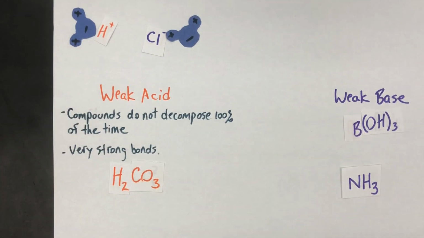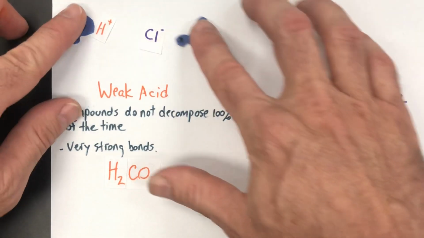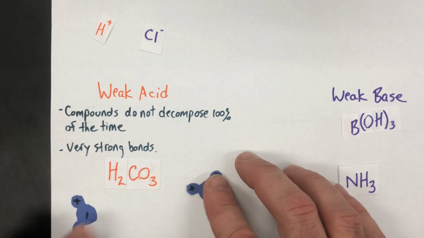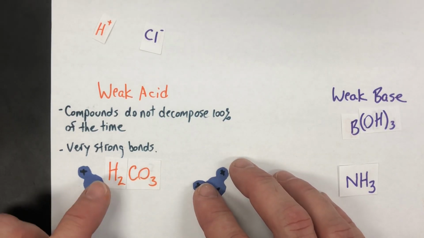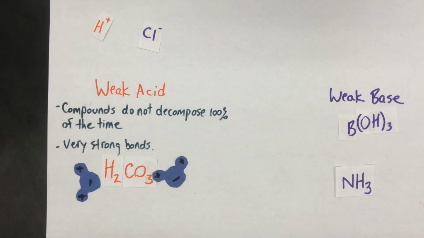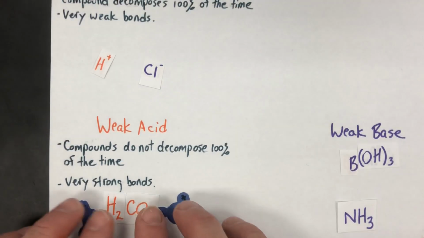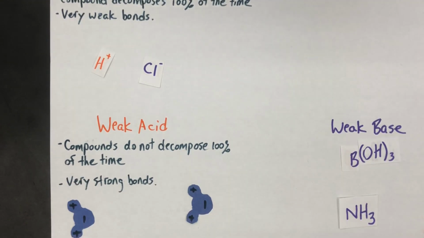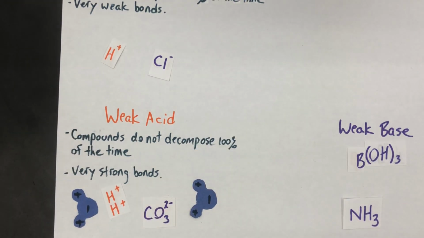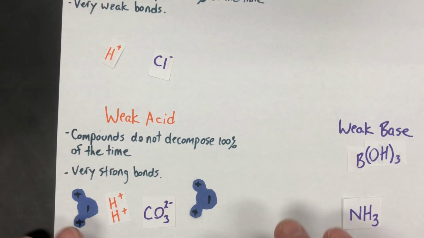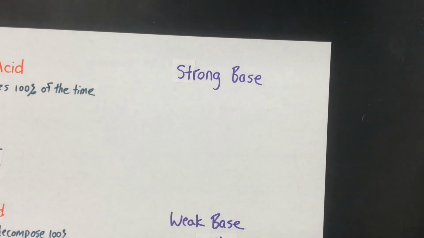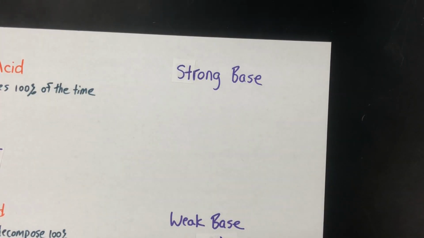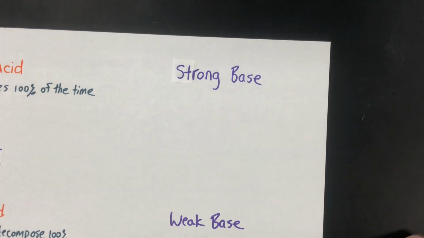But if you have something like carbonic acid, there's a much stronger bond between the H's and the CO3. Water can pull these apart sometimes, just not as much as with a strong acid. So it struggles. It has a very hard time pulling apart these covalent bonds. A small percentage of them will pull apart, and we'll get these positive and negative ions. So we do get some hydrogen ions, but very few, and that's why we call it weak.